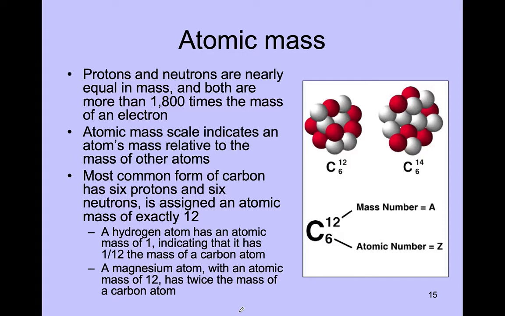That atomic mass is in relation to the mass of other atoms, and the atom that most atomic mass numbers are compared to is going to be carbon. The most common form of carbon has 6 protons, 6 neutrons. This gives it an atomic mass of exactly 12. Hydrogen has an atomic mass of 1. That means it is 1/12 the mass of a carbon atom. Magnesium has an atomic mass of 24, which is also twice the mass of a carbon atom. So let's take a look at how this works.